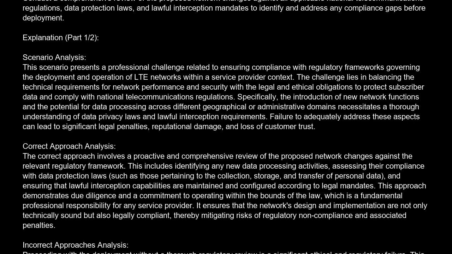It ensures that the network's design and implementation are not only technically sound, but also legally compliant, thereby mitigating risks of regulatory noncompliance and associated penalties. Incorrect approaches analysis. Proceeding with the deployment without a thorough regulatory review is a significant ethical and regulatory failure.